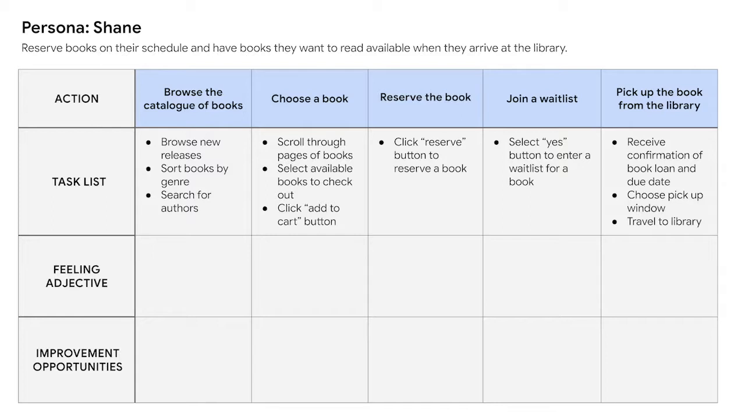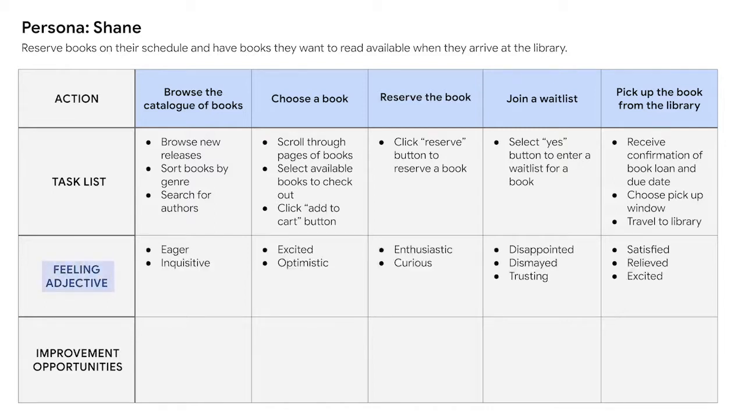You can review this user journey map in more detail in the reading following this video if you're interested. Step 3. Add how the user feels at each point. Guesstimates are okay in this step. For example, our persona Shane feels eager and inquisitive as they browse a catalogue of books. Then, Shane feels excited and optimistic that they can choose the book they're interested in reading. Similar to the last step, I've added feelings for each of these actions.